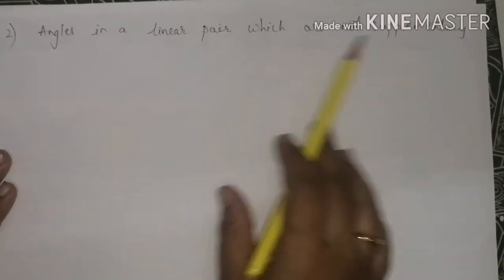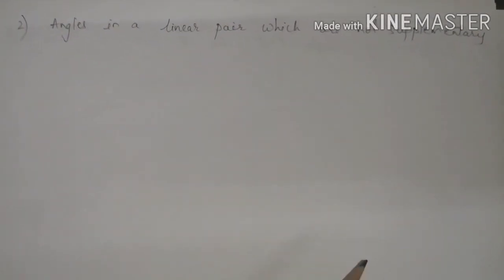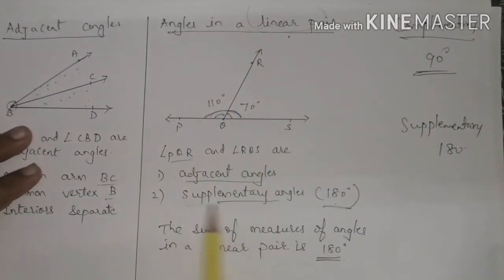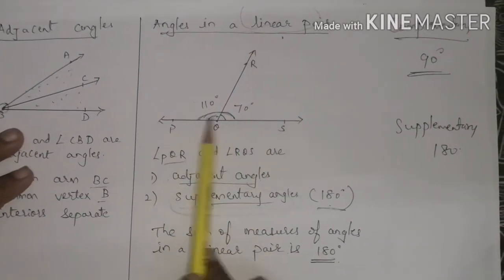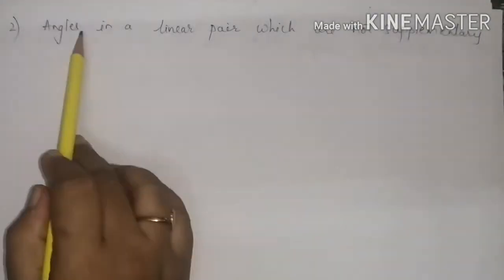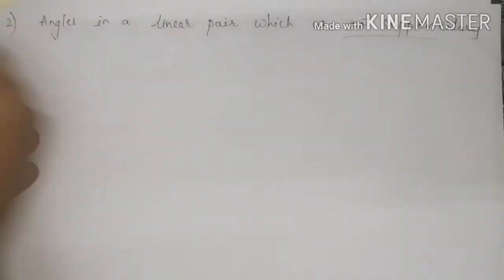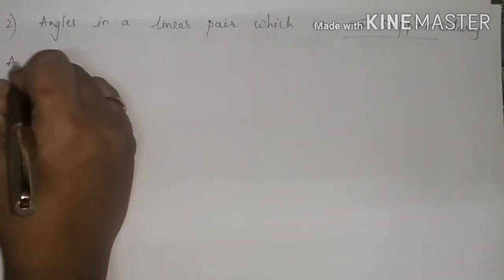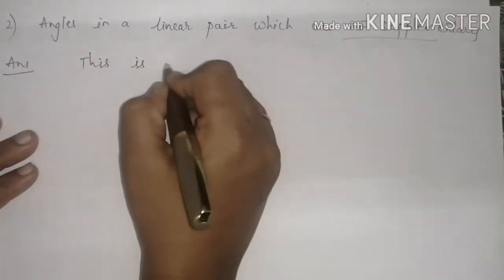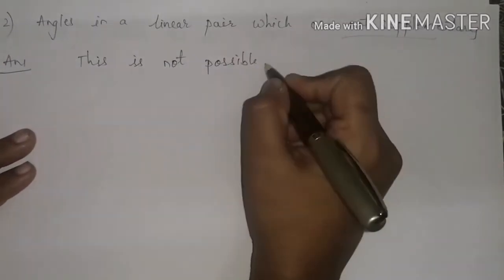Angles in a linear pair which are not supplementary. Children, we have seen the property just now. Angles in a linear pair are always supplementary. We have seen that because their total is 180 degrees. So we cannot draw such angles in a linear pair which are not supplementary. So this is not possible for us to draw. So we'll write here the answer: this is not possible to draw. What is the reason?